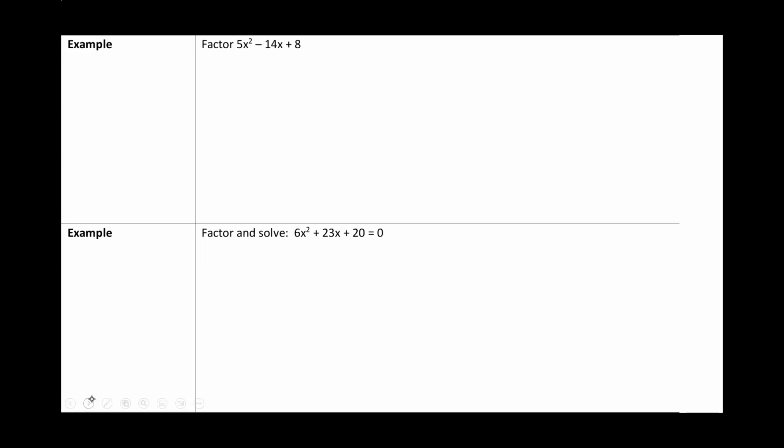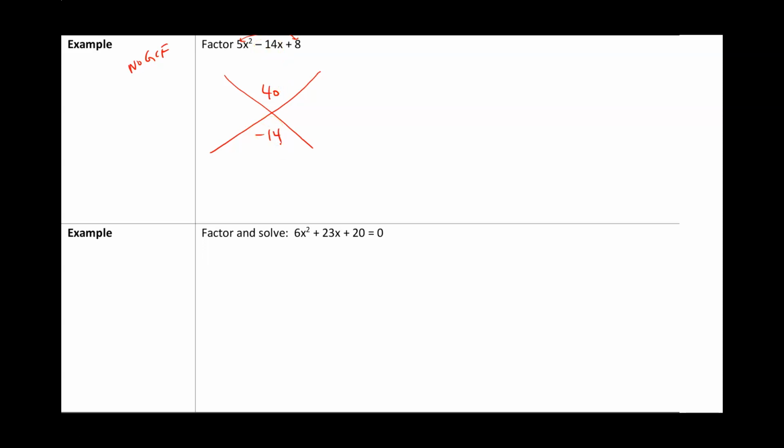All right, let's take a look at the next one. You want to factor 5x squared minus 14x plus 8. So first we look for a GCF. We have no GCF here. Next step is to make an x factor. I put 5 times 8, which is 40, on top, and I put the middle term, which is negative 14, on the bottom.